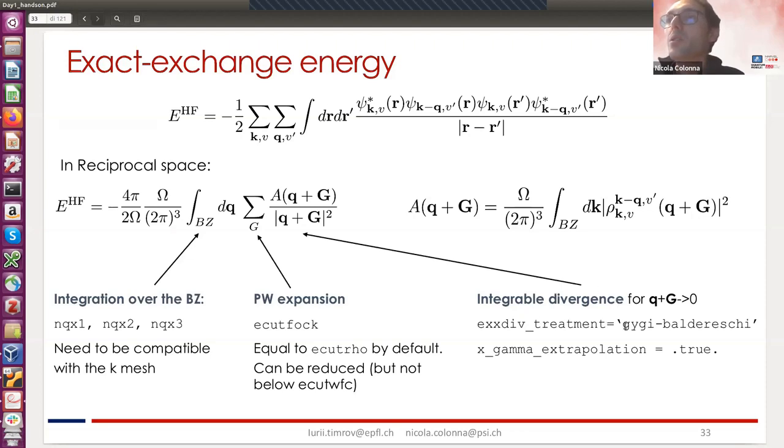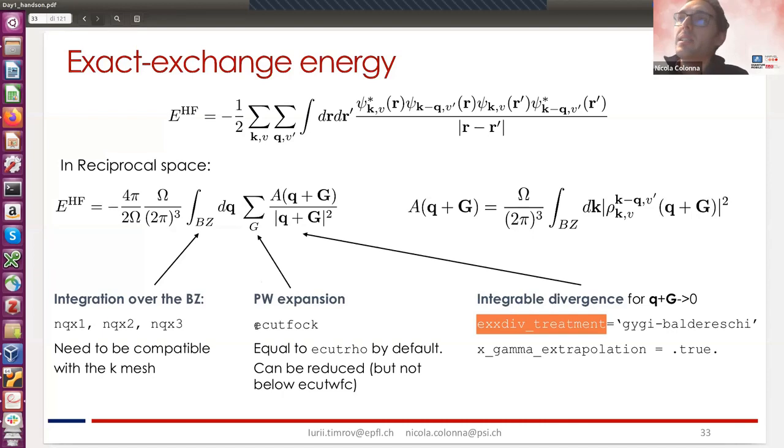And what we are going to use is the so-called Gygi-Baldereschi scheme, and there are flags in the input file of Quantum ESPRESSO that you need to set to enable this scheme, and those are the exact exchange divergence treatment and the x_gamma_extrapolation. Those are set in this way by default because they are very, very effective, but I'll show you just to give you a sense. And then again, you have also, in this case, a sum over G vectors.